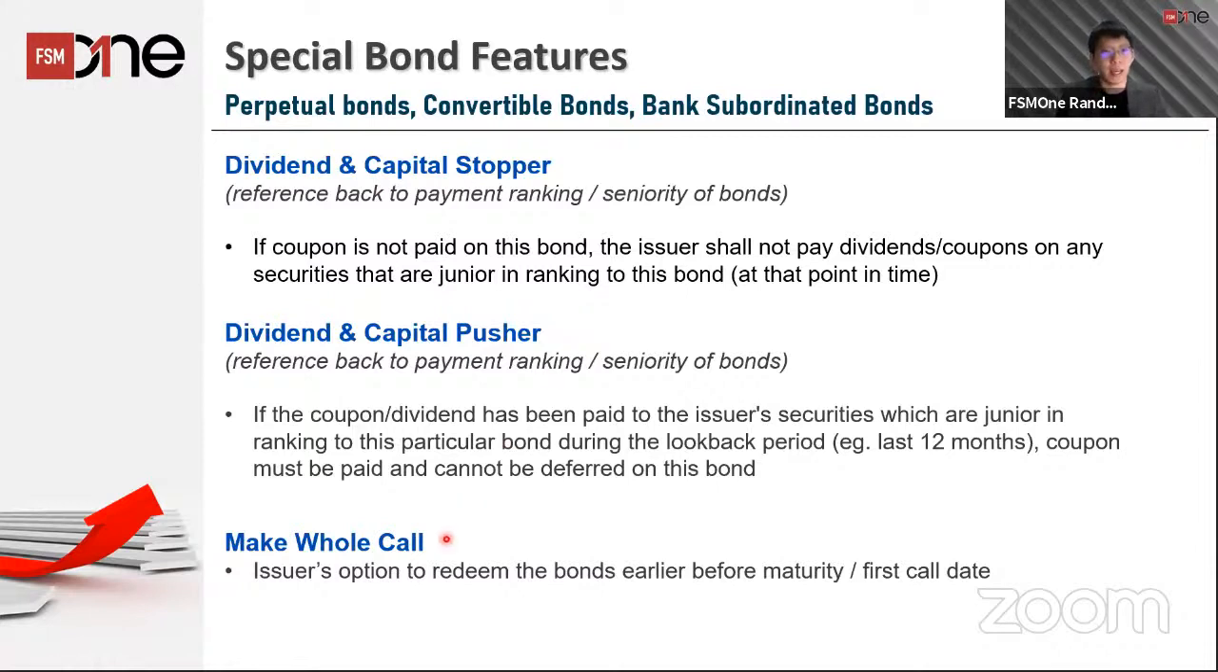And the last feature I would say is the make-whole call, which is pretty simple. It's also an option for the issuer to redeem the bonds before the bond matures or before the call date. As you can see here, quite many of these special bond features provide options to the issuer. So it gives them the flexibility to easily control their cash flow management and also their business operations, etc.